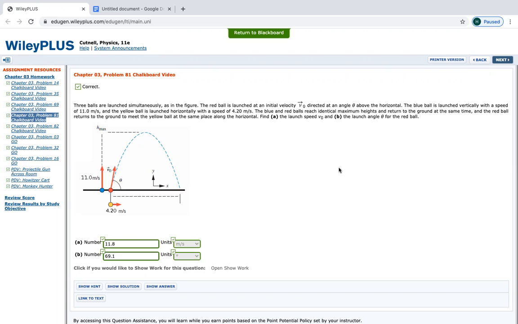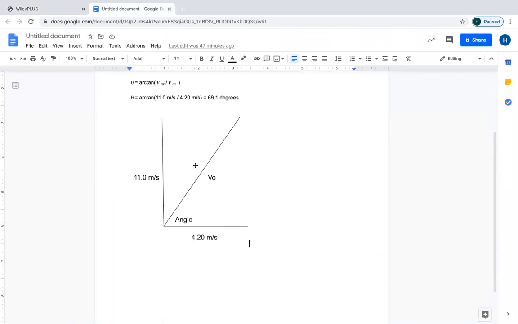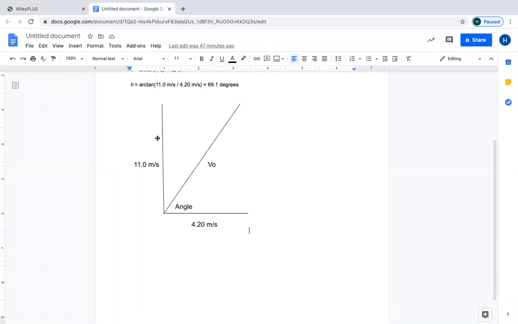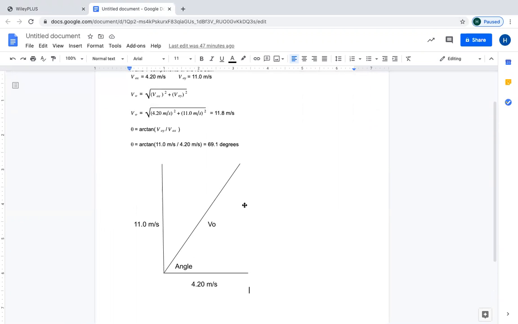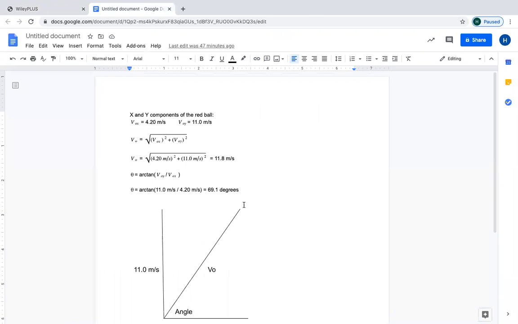And so with the x and y components, it creates a right triangle with the initial velocity of the red ball being the hypotenuse. And this is the picture here. So this is the y component and the x component. And that's the red ball vector with the angle. And so you can move this y component over here to make a perfect right triangle. And from that, you can use Pythagorean's theorem to find the length of this vector.